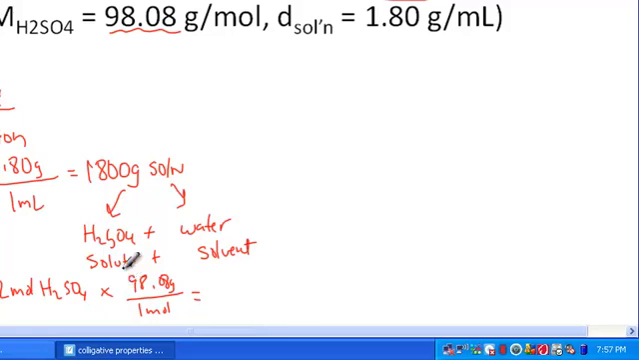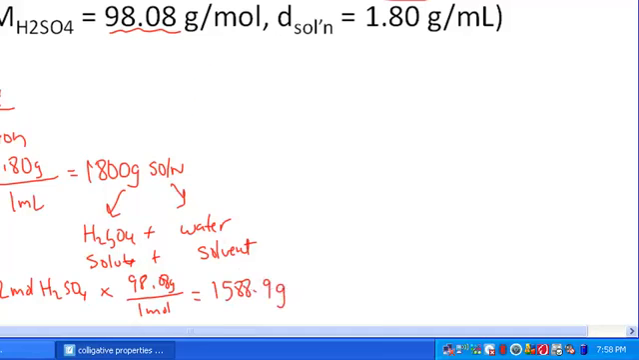Moles times formula weight. Let's hit that. 16.2 times 98.08, carrying all those decimals. It's 1588.896. Can you round a little bit? Let's say 1588.9.